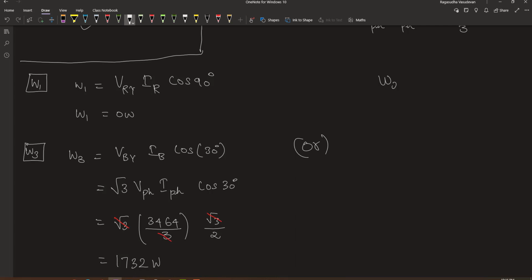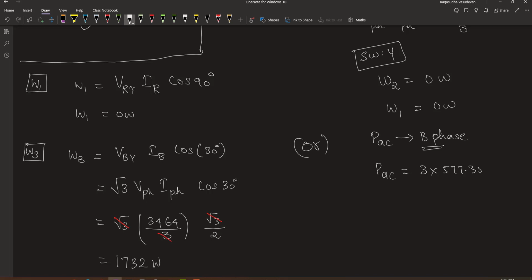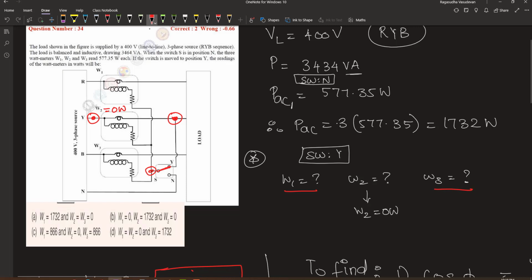There is another way to approach this. First, we inferred that the wattmeter reading W2 is 0 watt because the voltage of the Y phase is 0 once the switch is in Y position. Then we inferred that W1 is also 0 watt. Hence, the total active power flows only through the B phase. Therefore, the total active power, which is 3 into 577.35, will flow entirely through the B phase only. Therefore, wattmeter W3 will read 1732 watt. So the answer is option D.